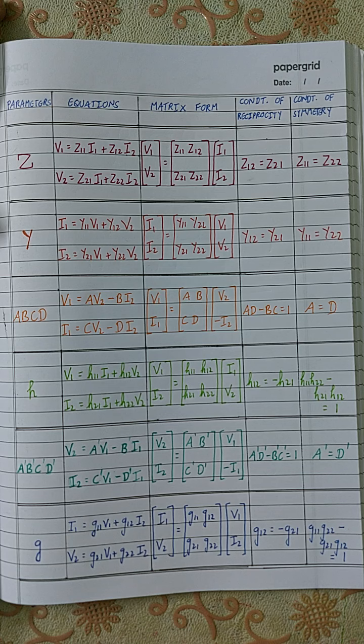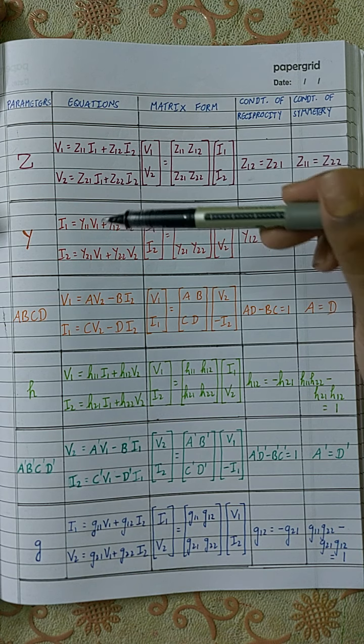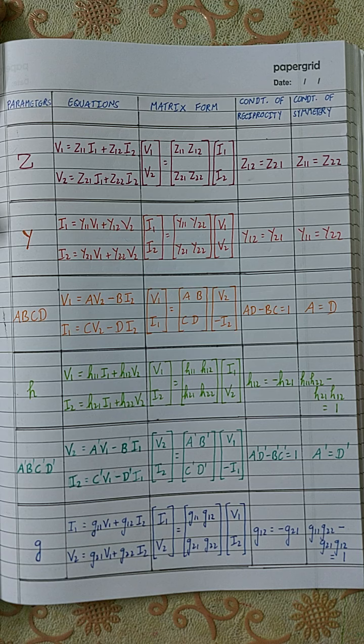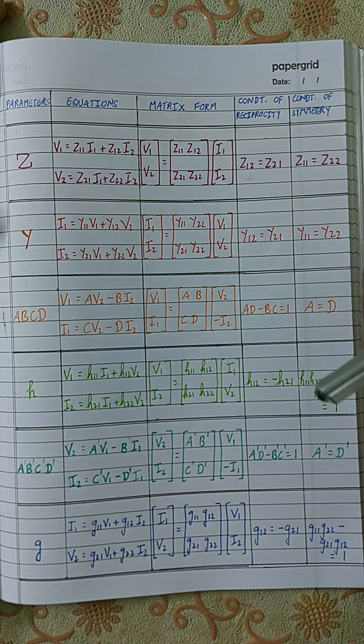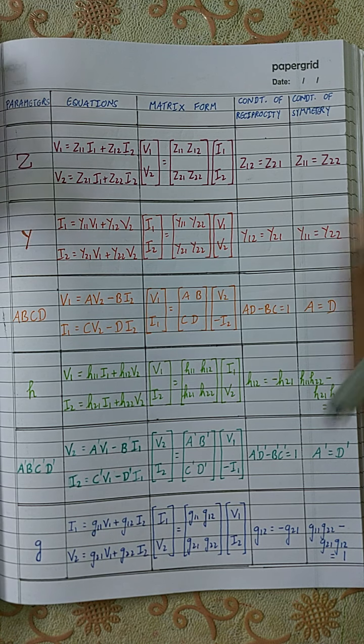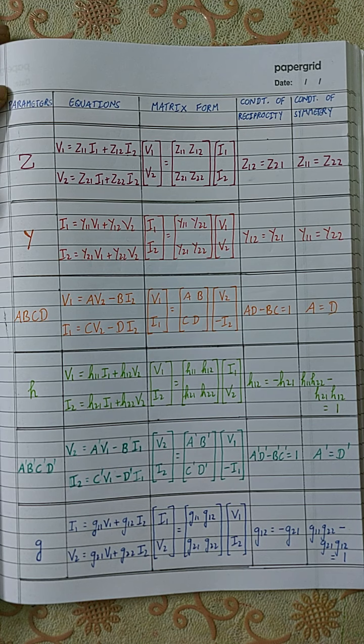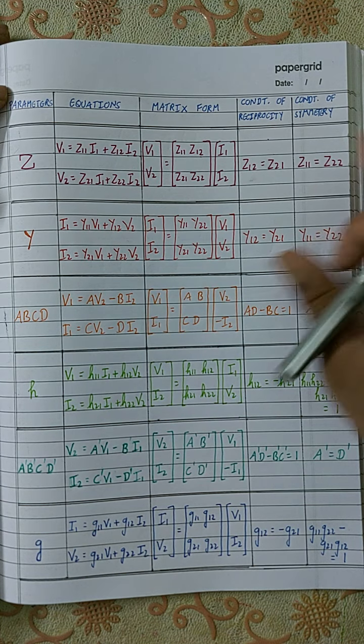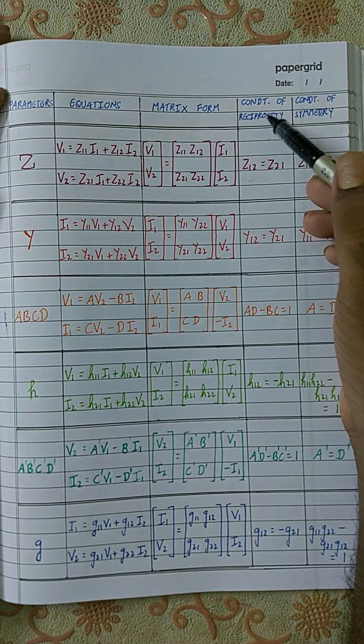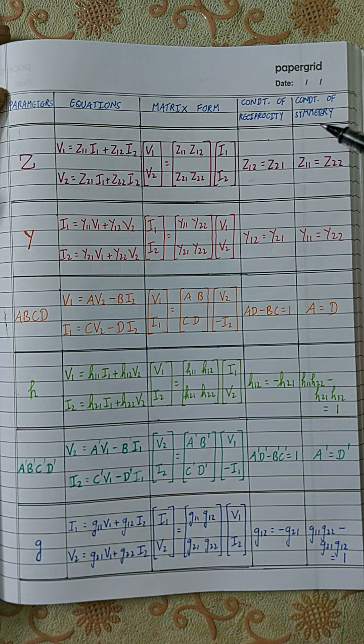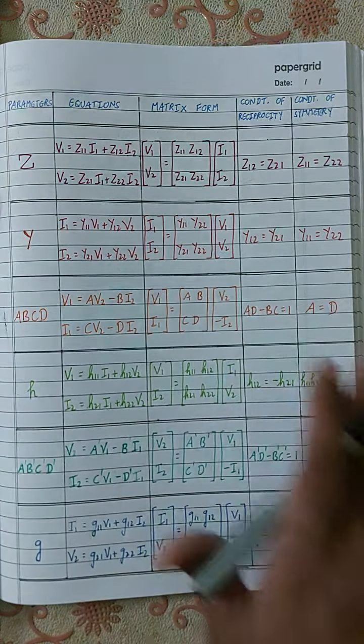Now, in the second column I have written the equations for each of these parameters. In the third column is the matrix form. This matrix form is not actually much important to remember. We usually take the matrix form in order to write the final answer, to express the final answer after finding the values of all the different parameters, in terms of its matrix form. That's all. And in the next column I have written the condition for reciprocity and the condition for symmetry. If you want, you can pause this video and look through all these equations one more time.